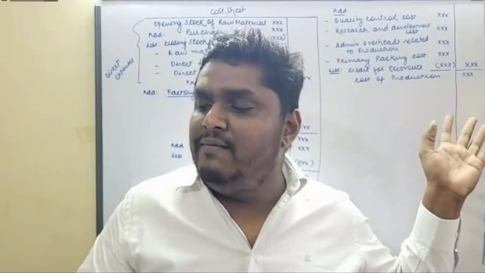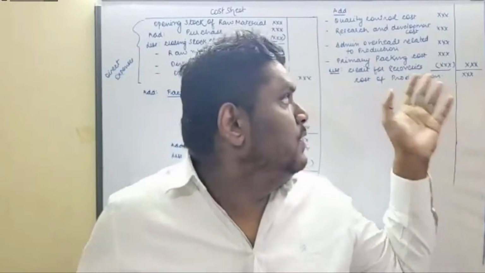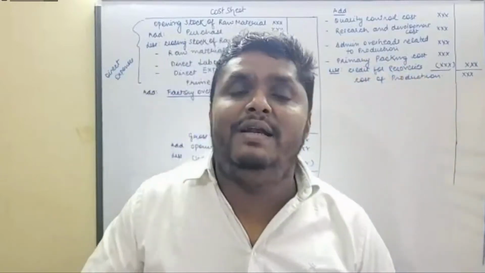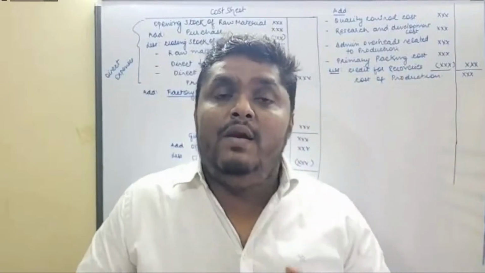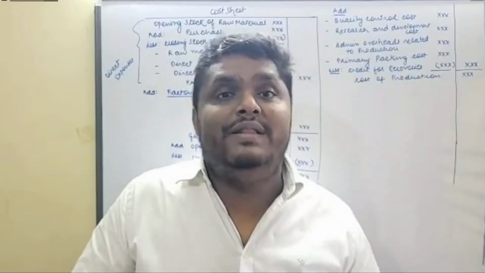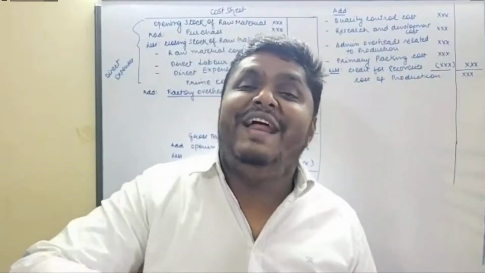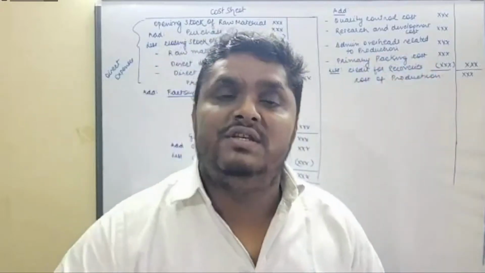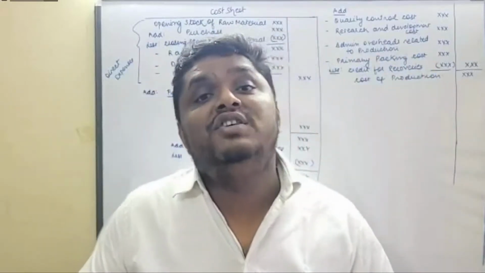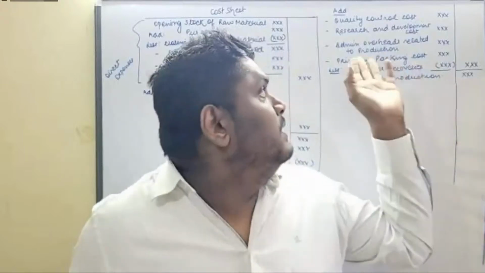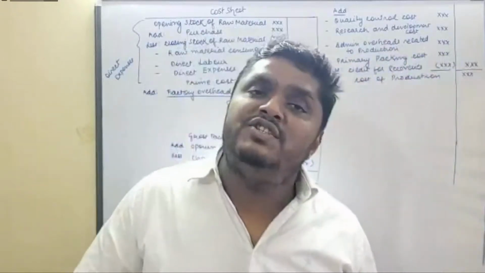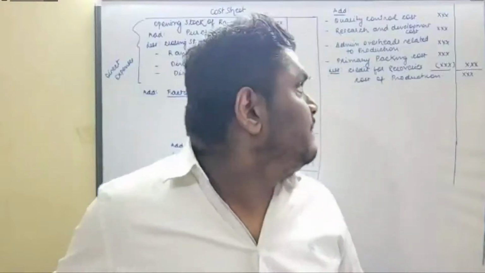It will always be given in the question, Manoj Kumar. So the next part is primary administration overhead related to production. Whatever administration overhead is incurred at the factory level will form part of administration overhead related to production. Let's say salary paid to the production control manager will form part of administration overhead related to production.